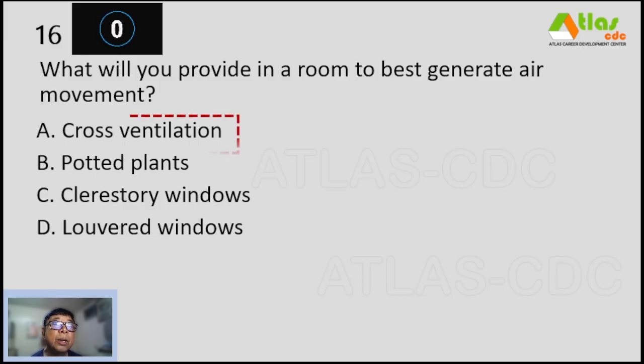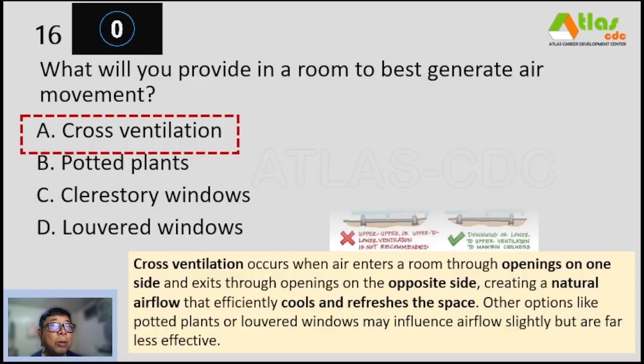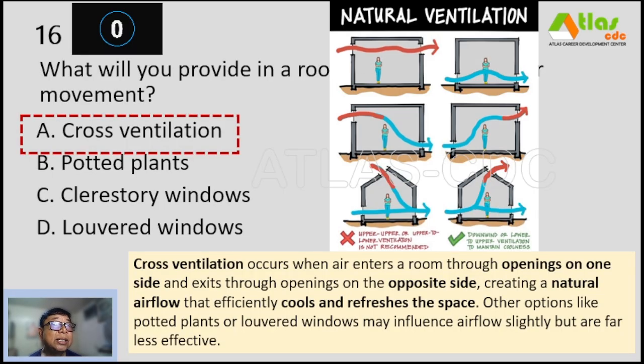And our correct answer is letter A, cross ventilation. So cross ventilation occurs when air enters a room through openings on one side and exits through openings on the opposite side, creating a natural airflow that efficiently cools and refreshes the space. Other options like padded plants or louvered windows may influence airflow slightly but are far less effective.